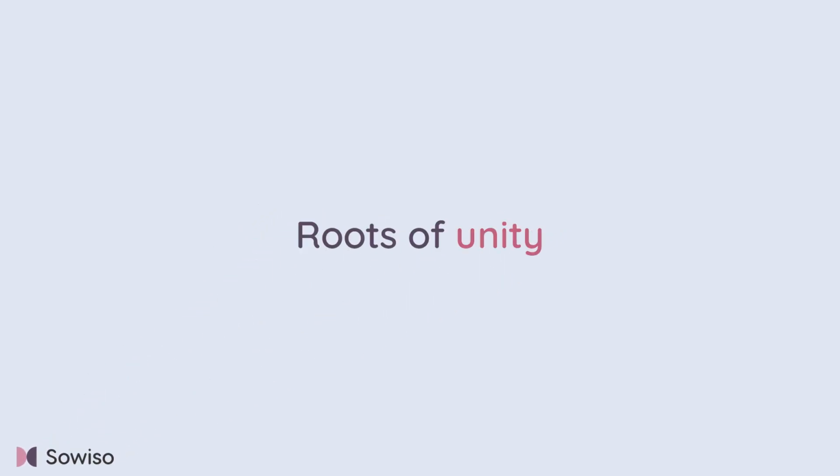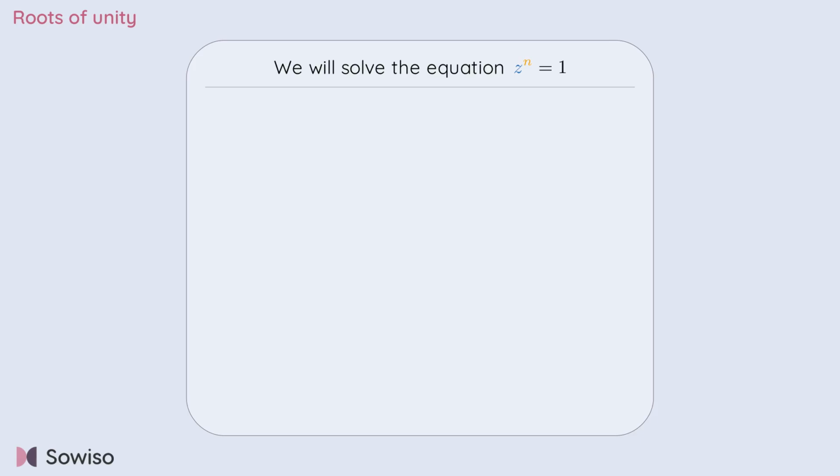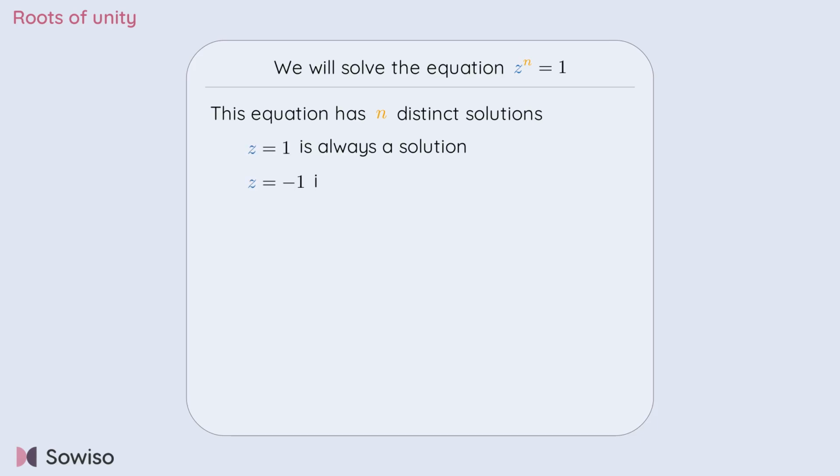This video shows how to calculate the roots of unity. We will solve the equation z^n = 1. This equation has n distinct solutions. z = 1 is always a solution, and z = -1 is a solution when n is even.